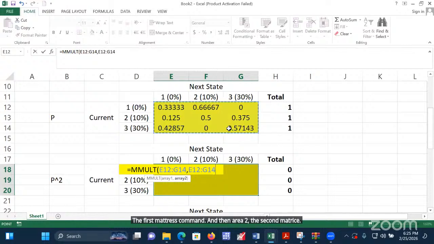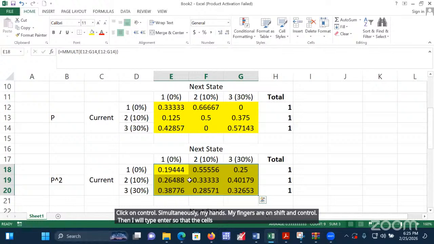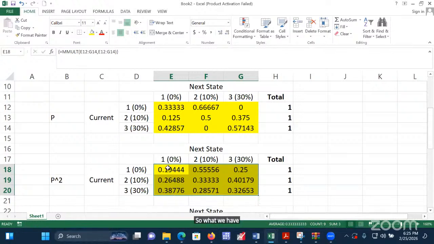When I am done, I will click on control, leave my hand there, then click on shift, leave my hand there. Simultaneously, my fingers are on shift and control. Then I will type enter so that the cells will be populated. So what we have here is the probability after 2 years.